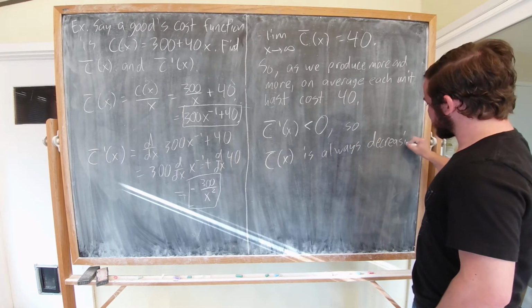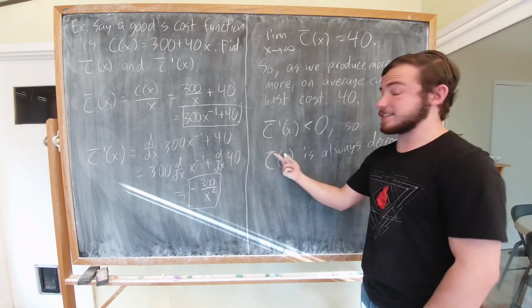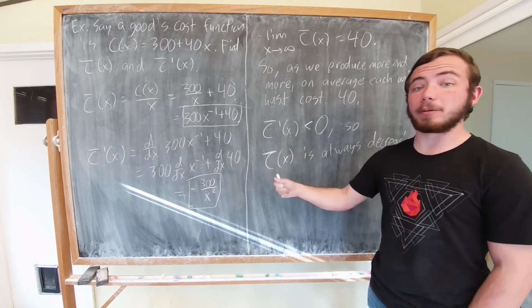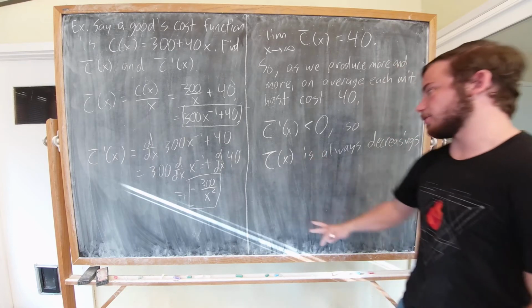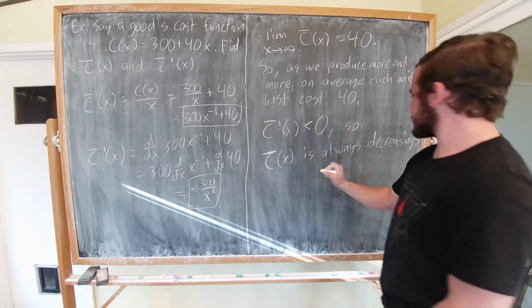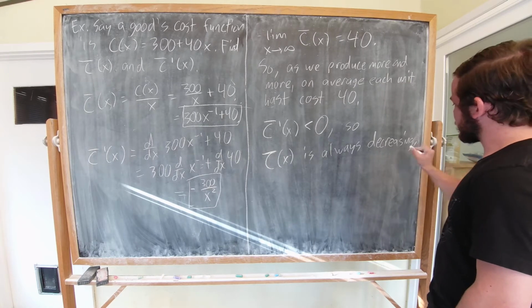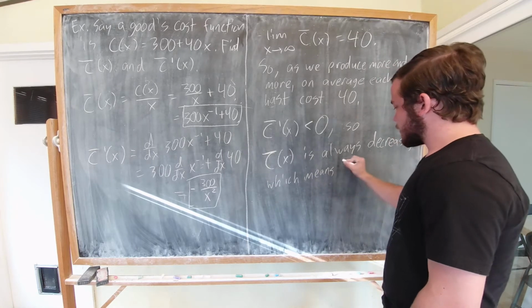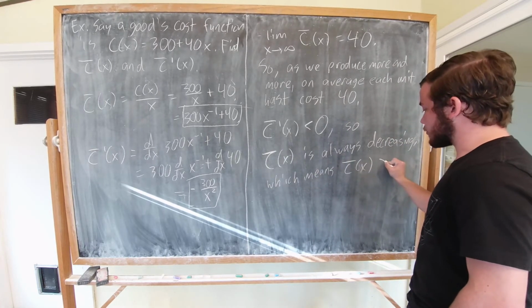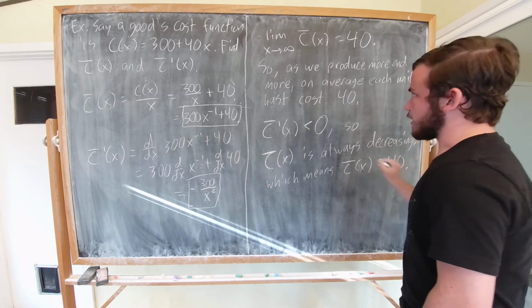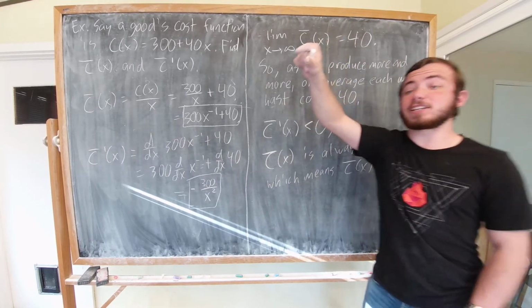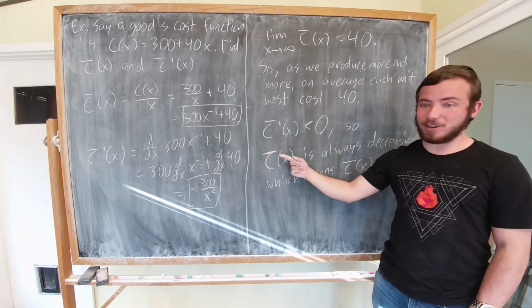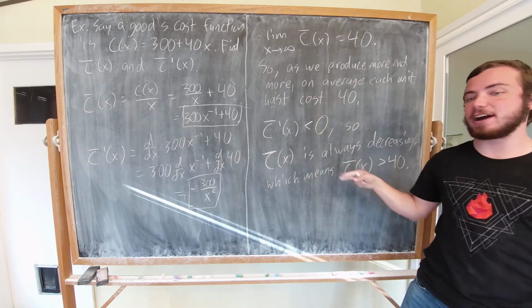Your average costs are going down. And that's a key difference between your average cost function and your true cost function. Your true cost function is always going up, but this is saying on average, it'll be going down. So C bar of x is always decreasing, which means C bar of x is always going to be strictly greater than 40. If it is limiting to 40, that means it gets close to 40 as we go further. However, if it's always decreasing, that means it's always above 40 and going down towards 40.